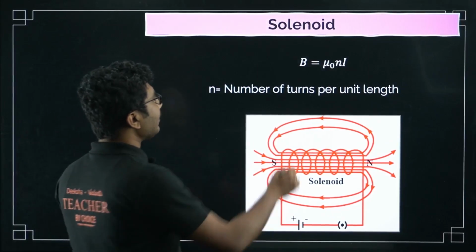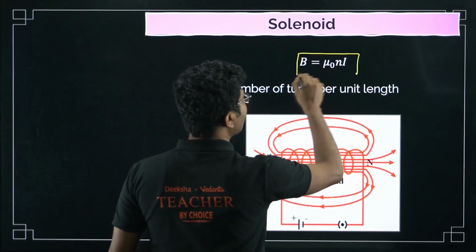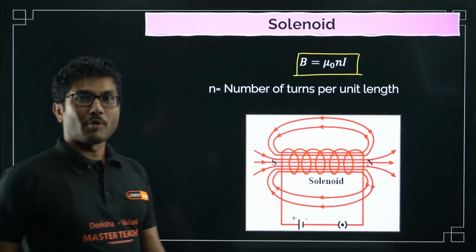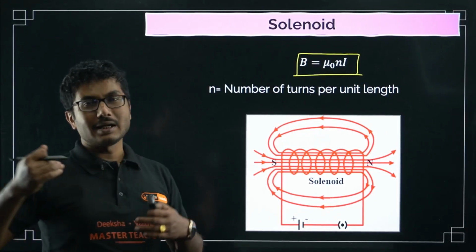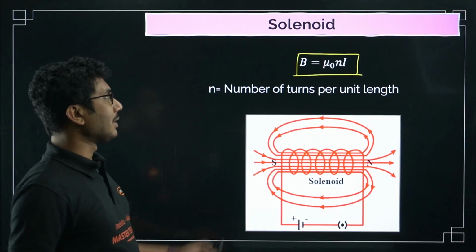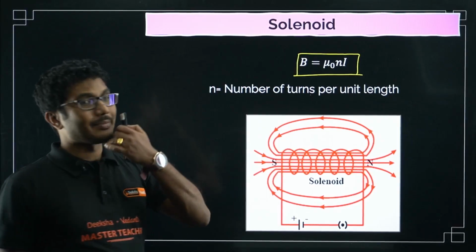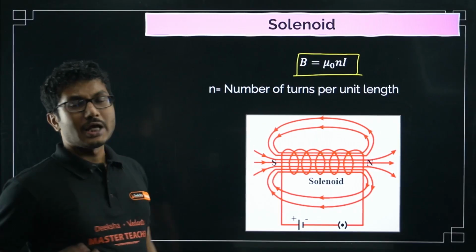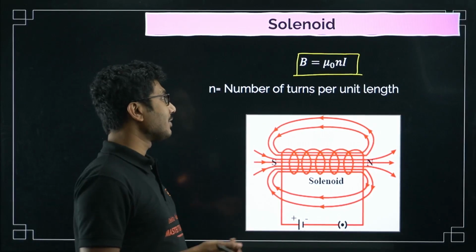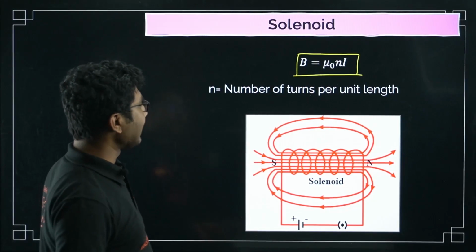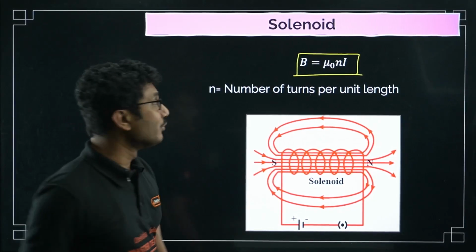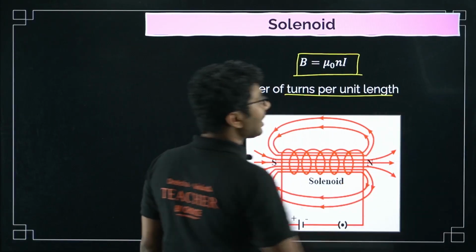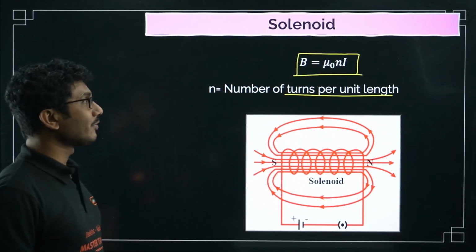Now let's move on to the solenoid. The magnetic field due to a solenoid is given by mu naught nI. Very important formula, simple yet important to remember. Why so? Because based on mu naught nI, a lot of questions generally come in your exam, that's why it is important. Here n is the number of turns per unit length, so it is not the total number of turns, it is the number of turns per unit length.